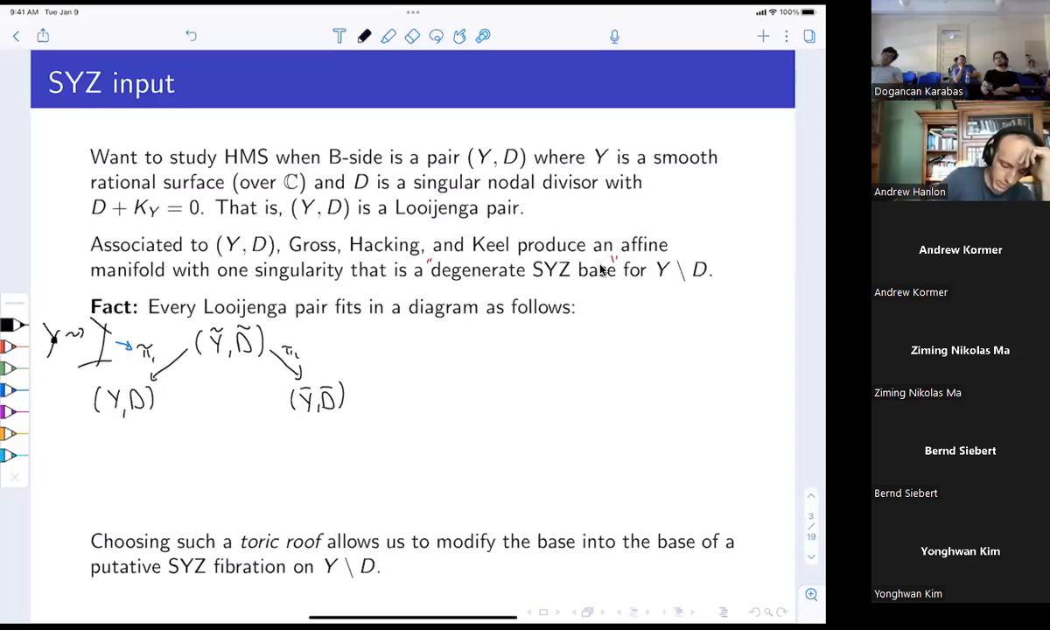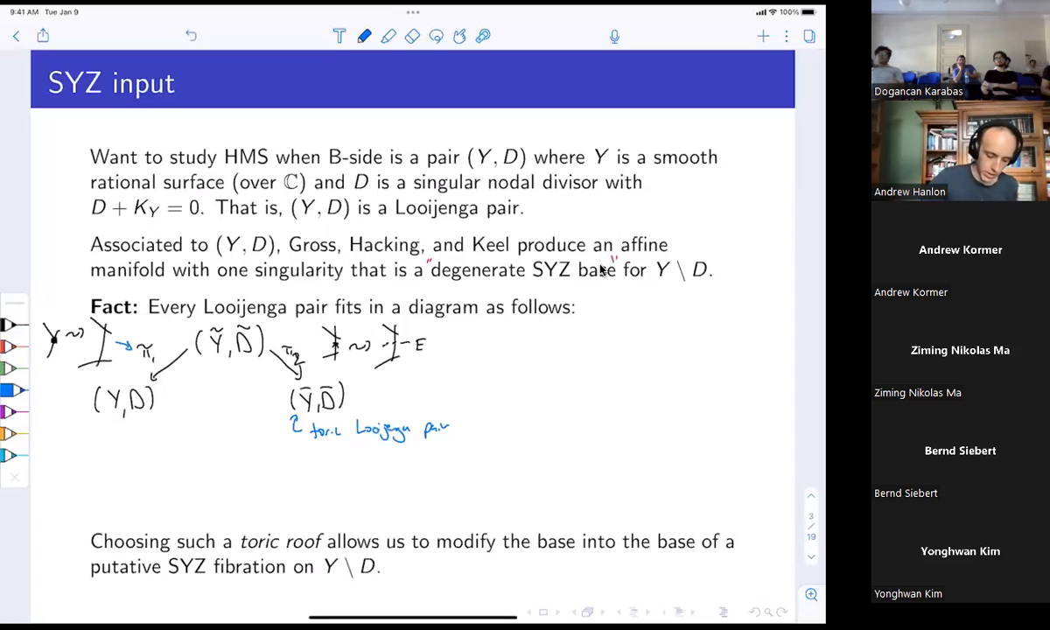So this map, sorry, I wrote pi1 for this, but this should be pi2, and this map pi2 is a blow up in some component. So I take this and I blow up at some interior point, and I replace D with its transform. So now I have some exceptional locus going through here. Okay, and the key point is that this (Y bar, D bar) is a toric Looijenga pair. So Y bar is the toric surface and D bar is its toric boundary.